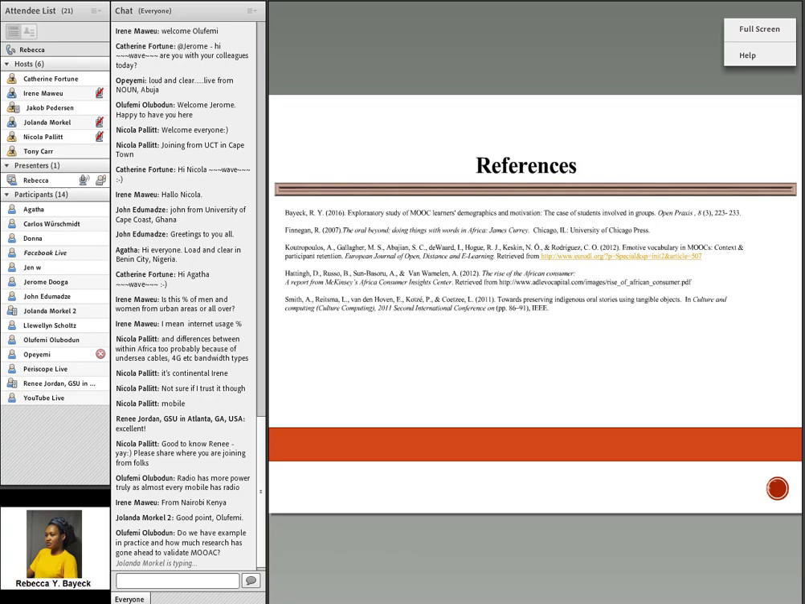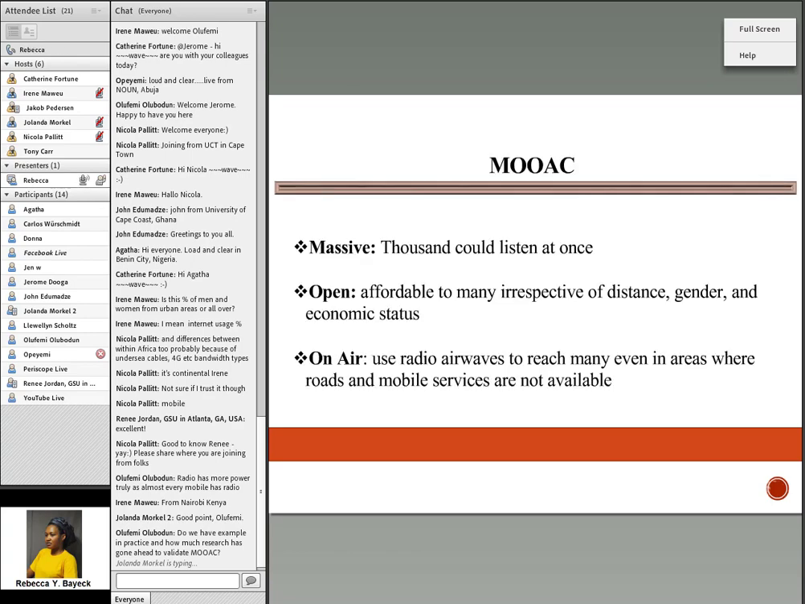I think I went a little bit further. So what I understand by a MOOC is that 1,000 could listen at once, which means that if we have radio, and I do remember that the good thing about radio on the continent is that we have local radios that sometimes have programs in local languages, right? So you have people who are talking, and that's how usually they will pass down information.